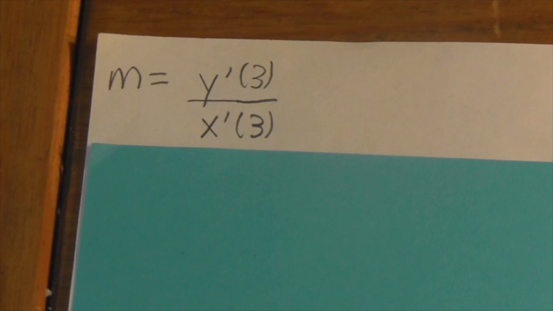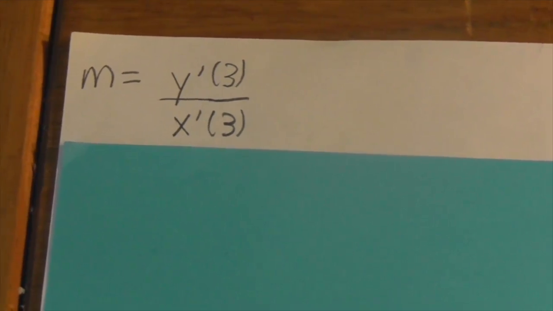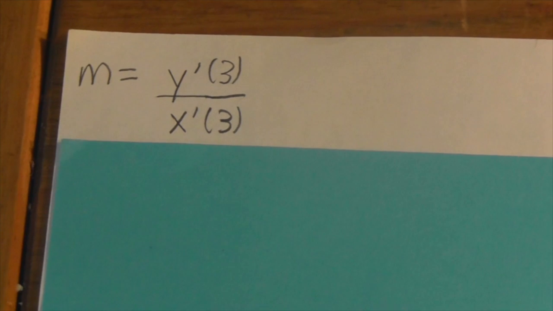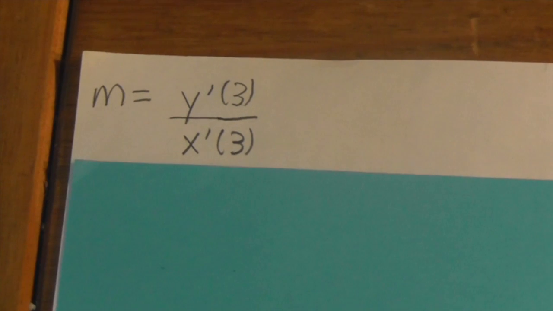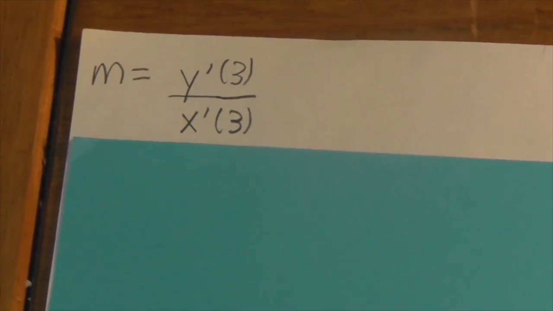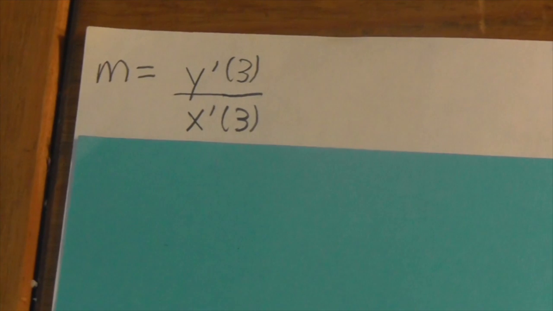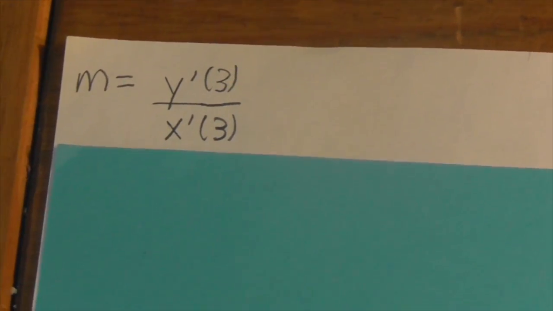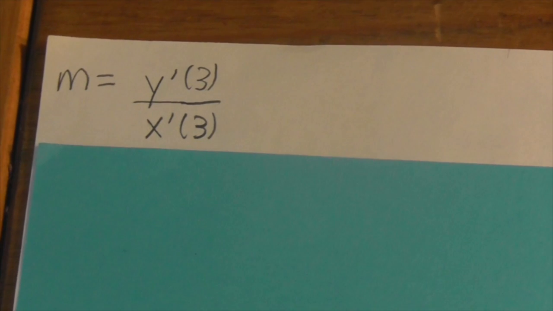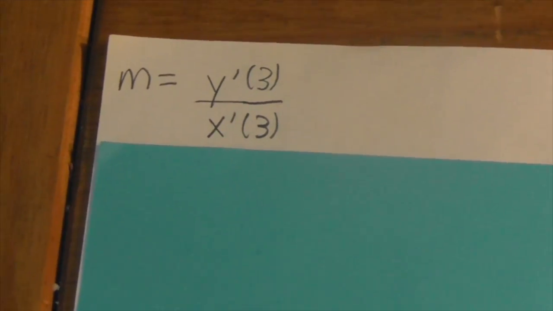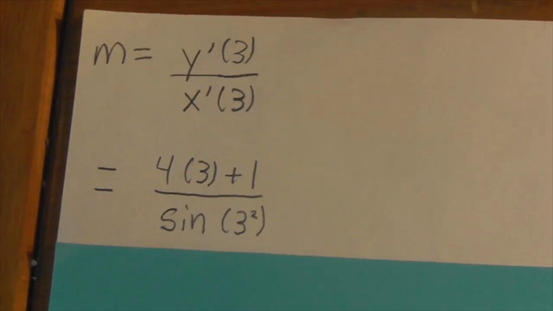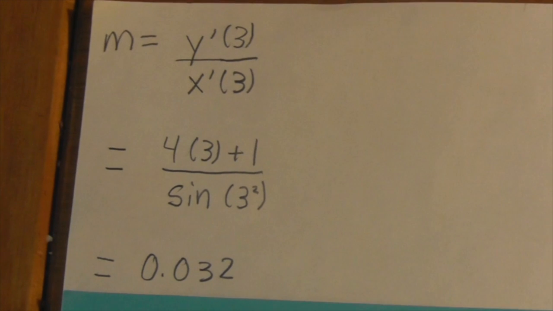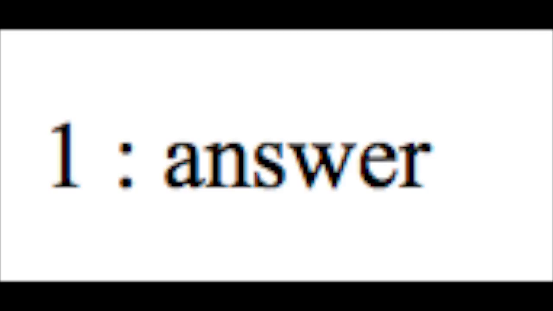In part B, the question asks us to find the slope of the tangent at the time t equals 3. As in other types of graphs, the slope of the tangent line is the derivative at a certain point. A slope is also the rise over run, or y over x. So the formula for slope at the point t equals 3 is y prime of 3 over x prime of 3. Since the problem gives us the values of the derivative at each function, we can plug in the values. We'll get a slope of 0.032. This part of the question is worth 1 point for the correct answer.